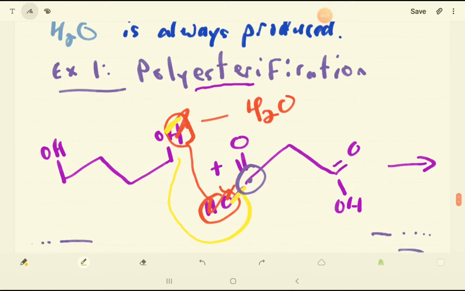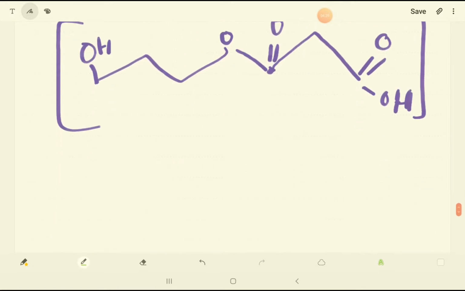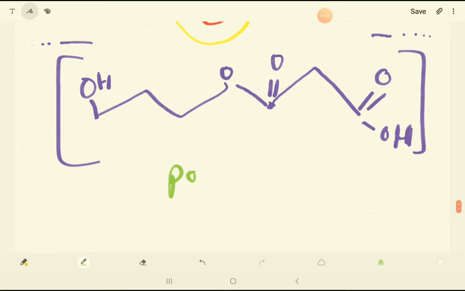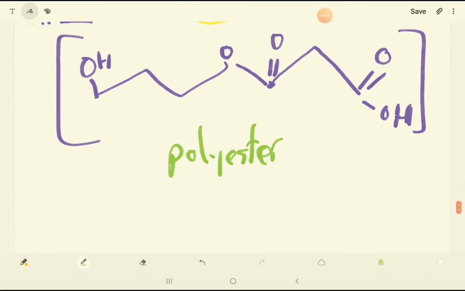Now, we said H2O is also produced. So we got our polymer here. Here's our polyester, and we don't have to know how to name these, not in Chem 30 anyway. And then our water that is produced.